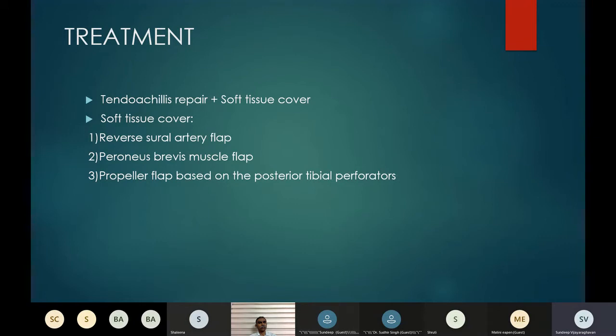My options for a soft tissue cover would either be a reverse sural artery flap, which I would choose as the first option. Second would be a peroneus brevis muscle flap, and third option would be a propeller flap based on the posterior tibial perforators. So the planning of the flap.